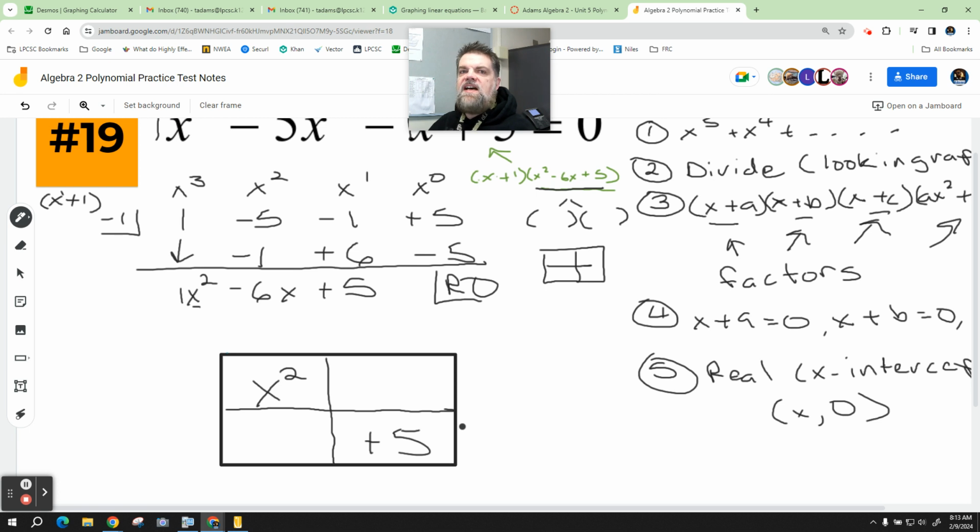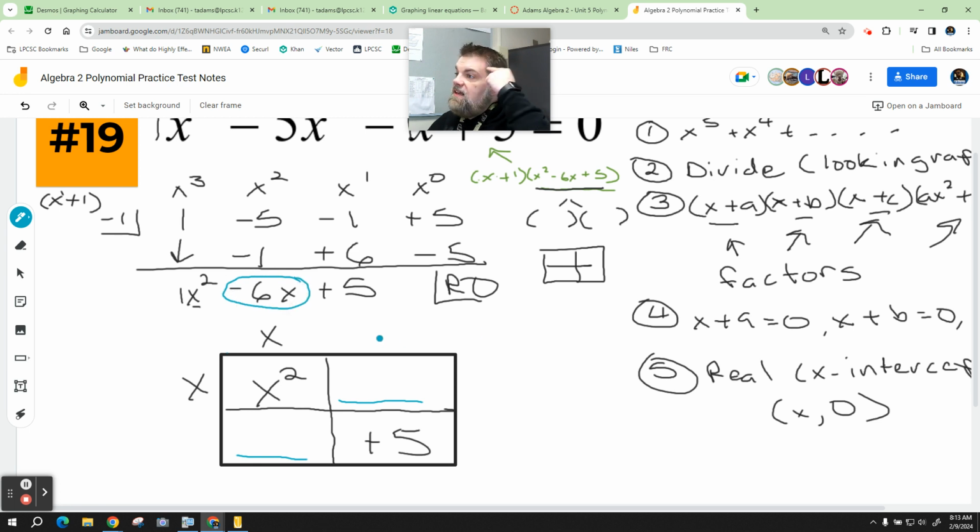So I'm going to guess what the things are. Now this is pretty easy because I know that x times x gives me x squared. So we're halfway done. Now the next step is, I know that this term and this term will add up to be this term.